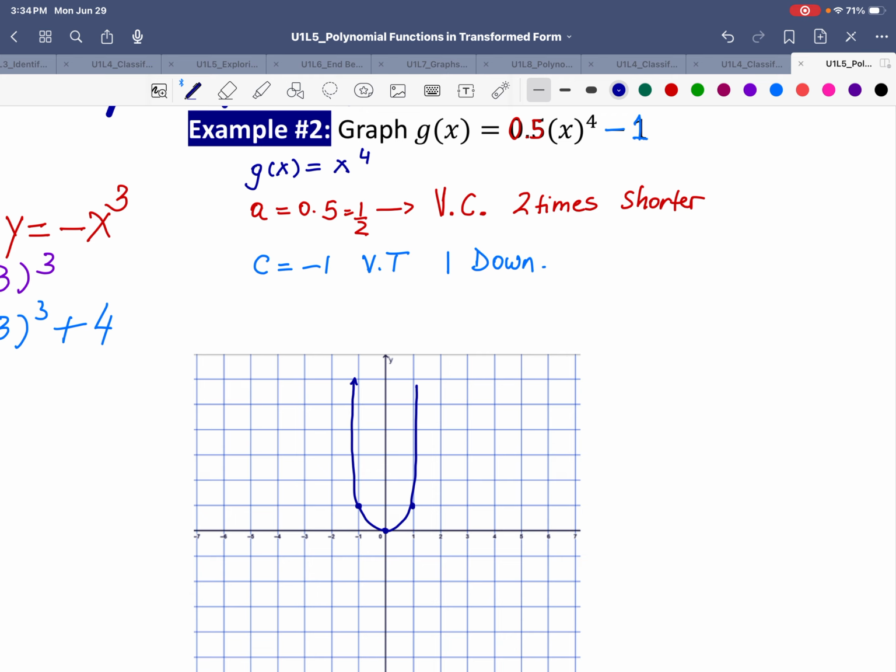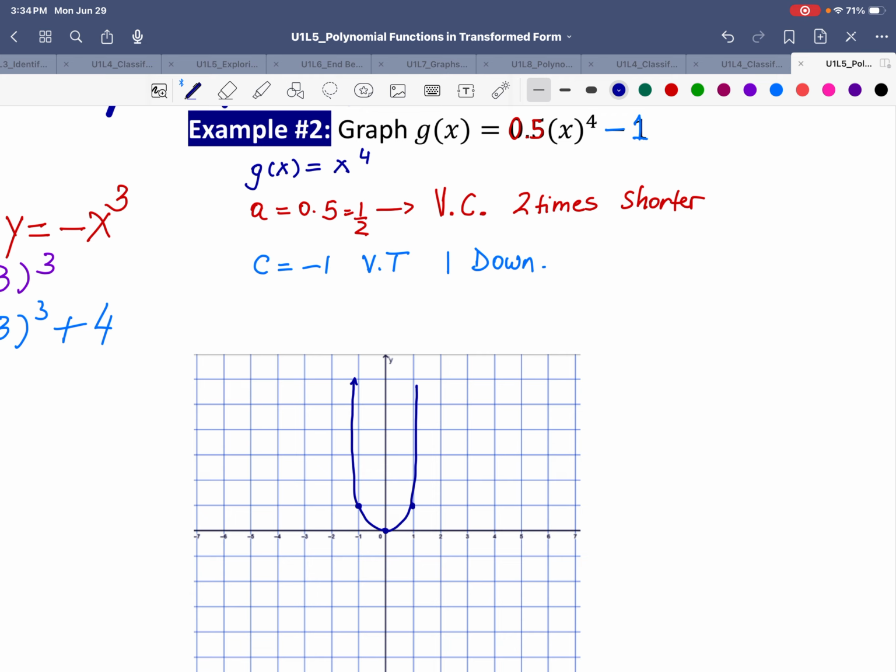And this will be the graph of g(x) equals x to the power 4, or the parent function. So next we're going to apply the vertical compression. So (0, 0) won't change, but this point here will have the y value half of what it was. So it was 1, it becomes half. And now the graph will look a little bit wider at the bottom.